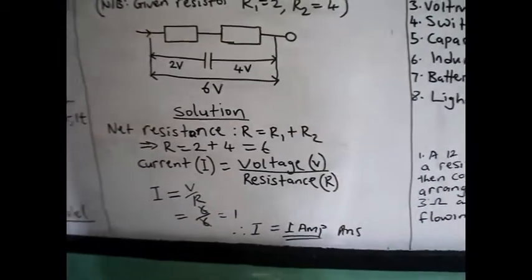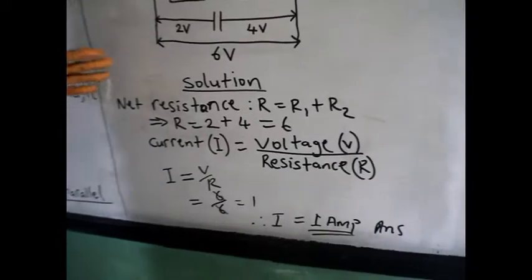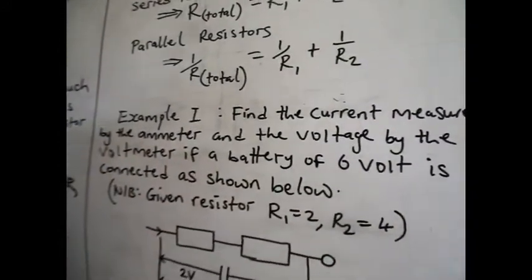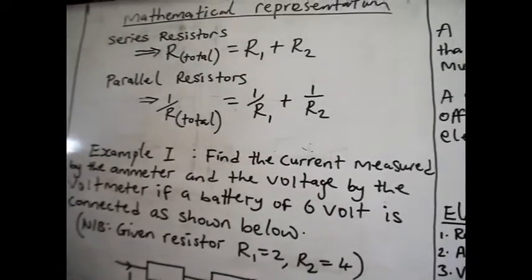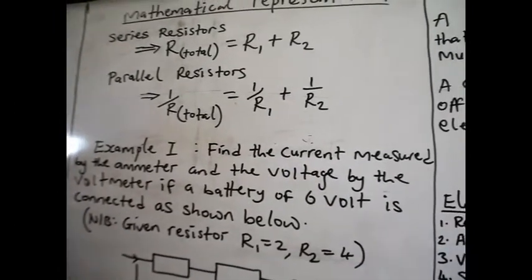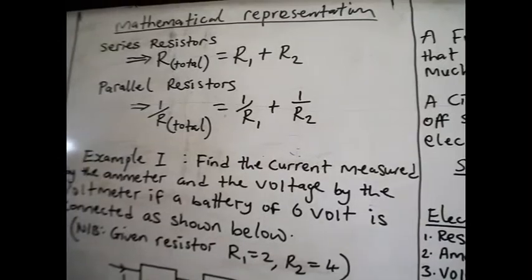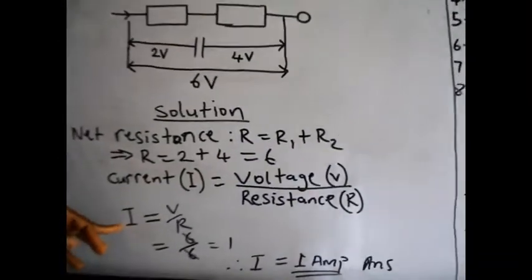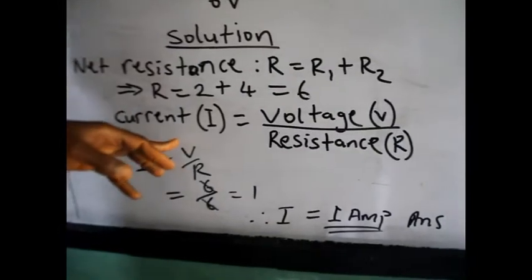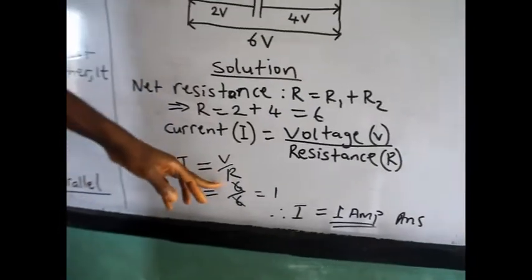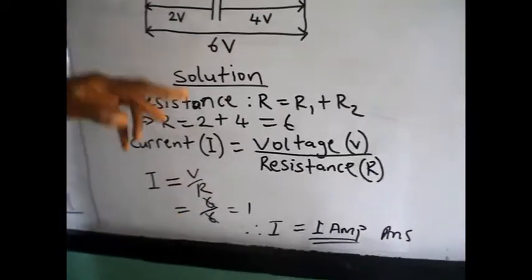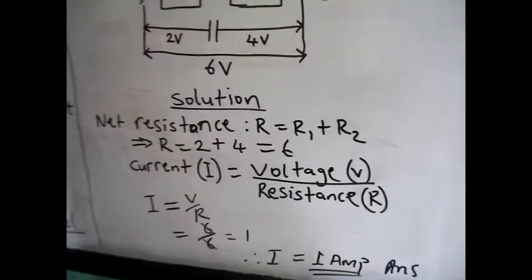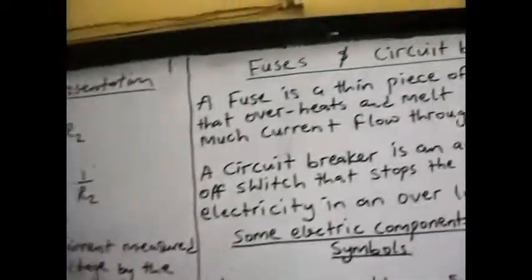So you can see that it's very simple. Putting all parameters together, since they said in series, you know that series is R1 plus R2, which is equal to 6. When you get the net resistance, you bring in the formula, which is current equals voltage all over resistance. You know your resistance to be 6, the volt was given, so all you need to do is find the current. So the current is equal to 1 amp.